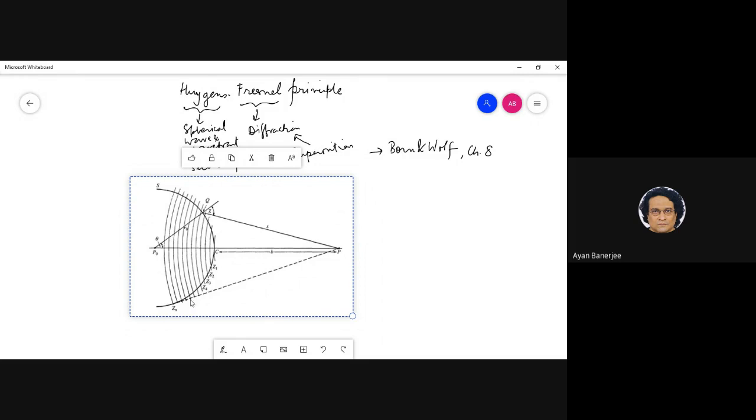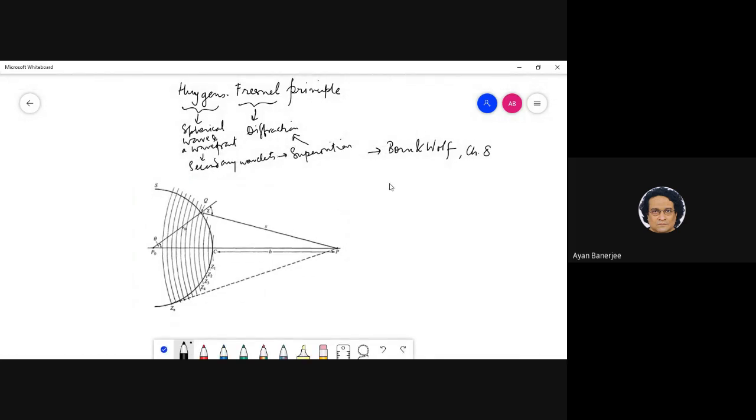So what is this S? S is nothing but the instantaneous position of a wavefront. This is basically a wavefront at an instant of time t. Then clearly, since this is a point source and this is the radial distance from it, the amplitude at B is like a spherical wave.